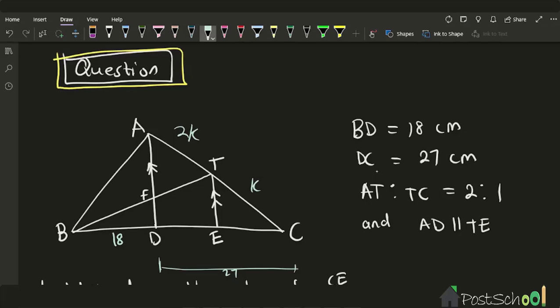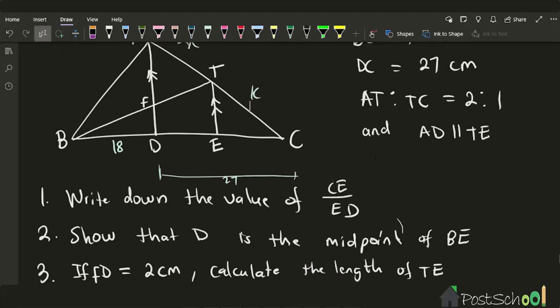So the distance AT is about 2K, then the distance TC will be K, because this is a ratio, so you cannot say AT is 2. No, there must be some values which are cancelled, so K represents the factor that cancels again. Right, and then we're given that these are parallel, so we can use the intercept theorem.